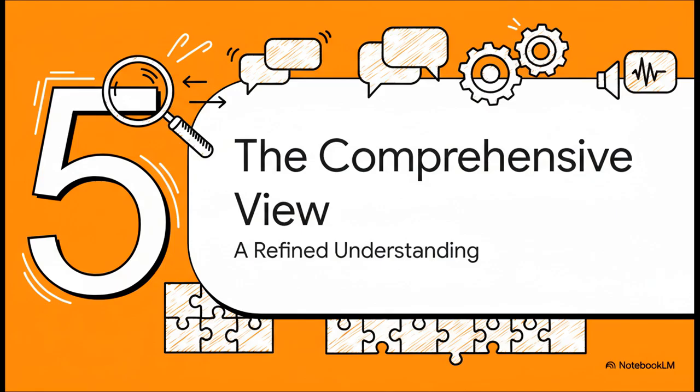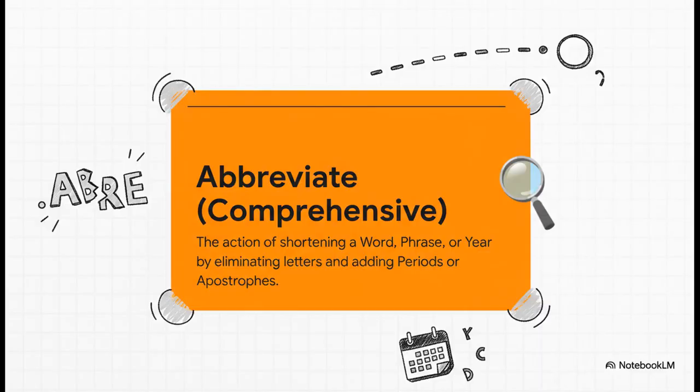Now, in our 5th and final section, we can see how these details build to a more complete picture. The methods and pronunciation rules we discussed allow us to formulate a refined, comprehensive definition. So we arrive at this more accurate definition. To abbreviate is the action of shortening a word, name, term, phrase, or calendar year by eliminating letters, sometimes adding periods or apostrophes to indicate that a change has occurred. This definition successfully incorporates the nuances of method and form that the traditional one omits.